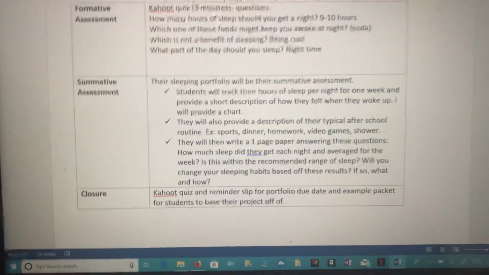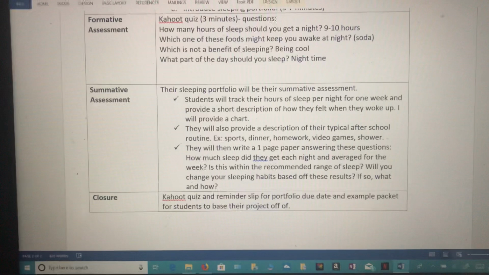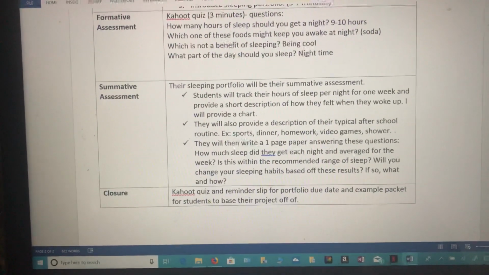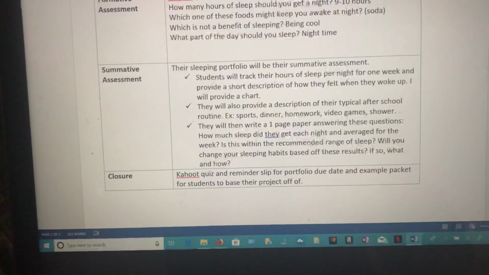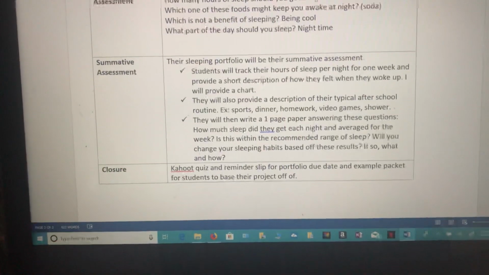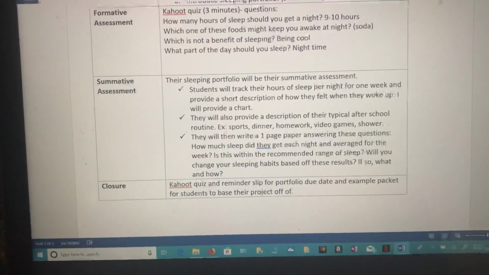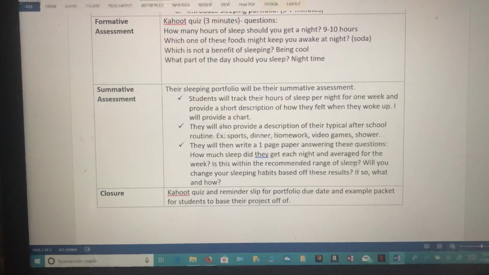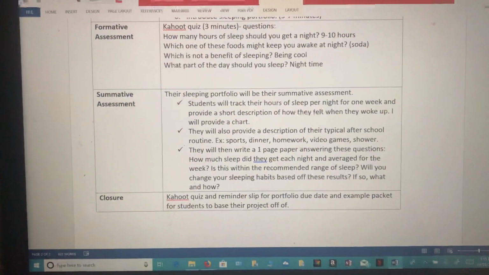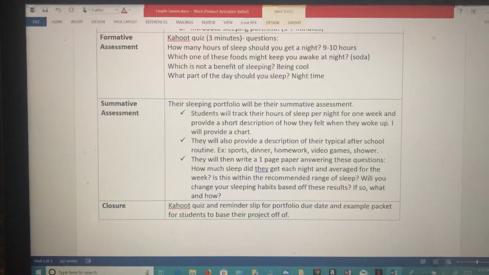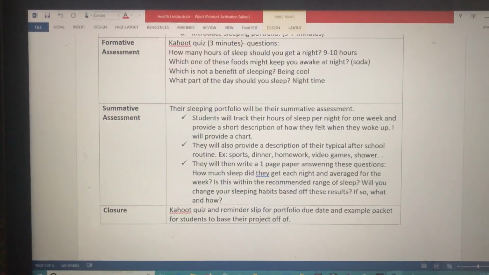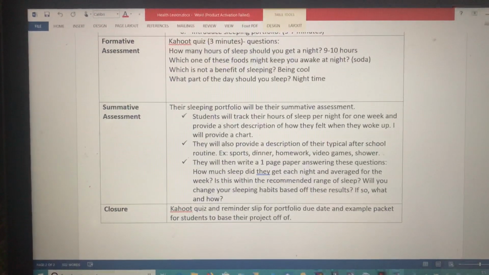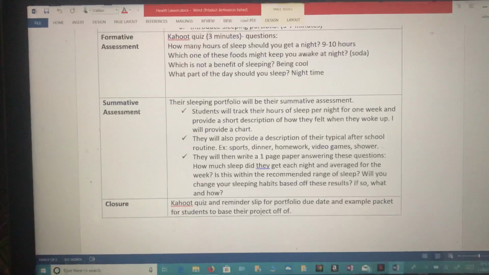And summative assessment is actually my sleeping portfolio. So students will track their hours of sleep per night for 1 week after this lesson and provide a short description each night of how they felt when they woke up. And I'll even give them a chart to fill out, and then I'll give them a hard copy again to put the finalized descriptions and hours on for the portfolio.